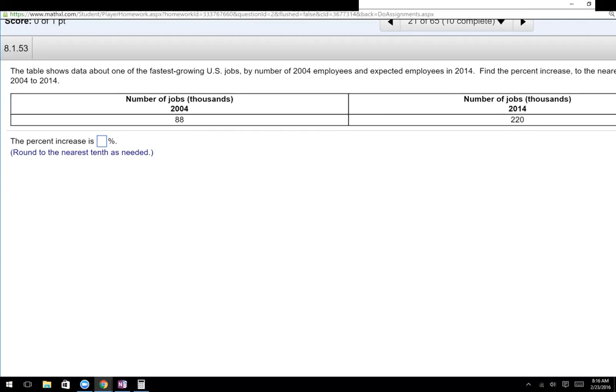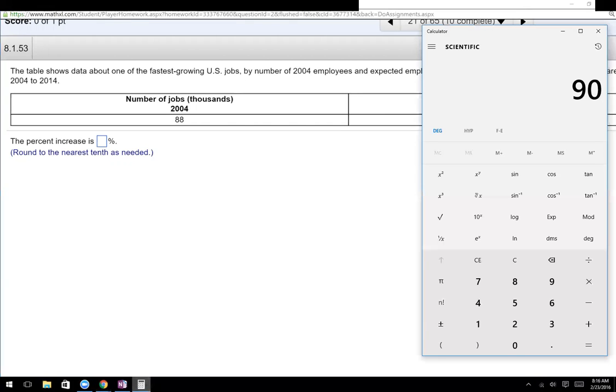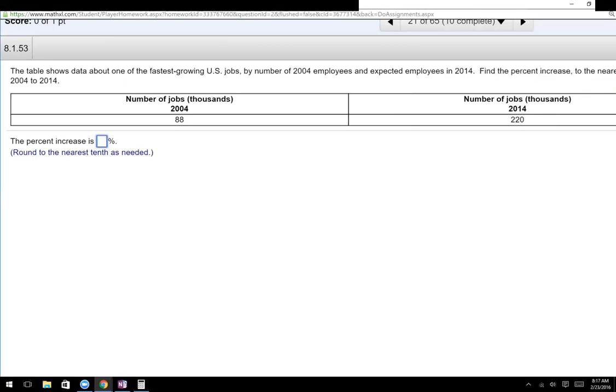The other thing you could do, the more direct thing to do, is say, I don't care about 220 itself. I only care about the increase, right? So the first thing I'm going to do is go 220 minus 88. The increase was 132, right? So then the percent increase would be, well, that's my part. So divide that by the whole. So I went up by, what's 1.5 as a percent? 150%. Yeah, I went up by 150%.